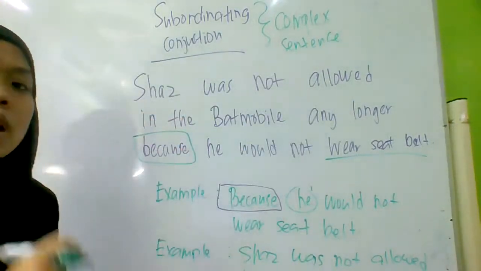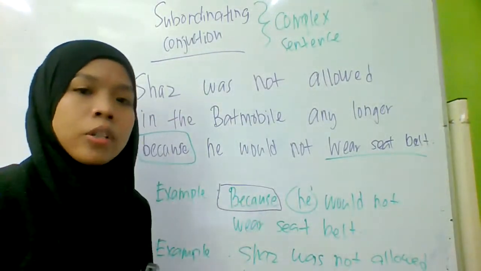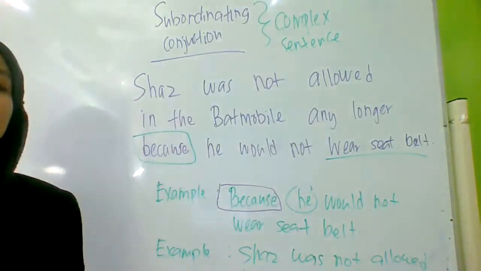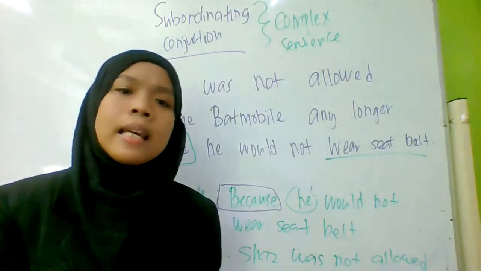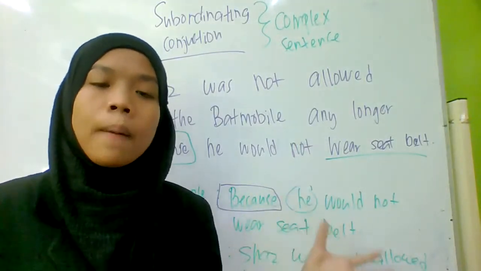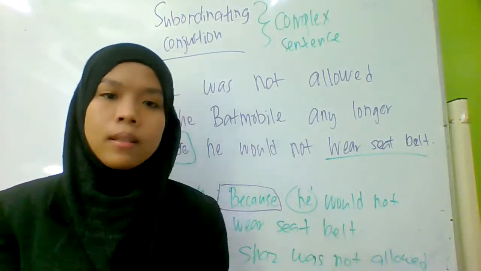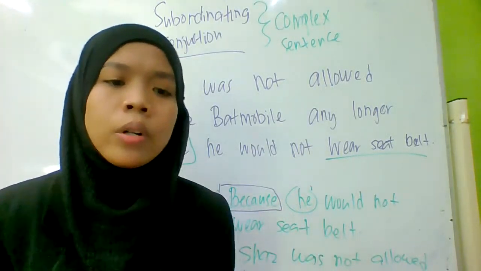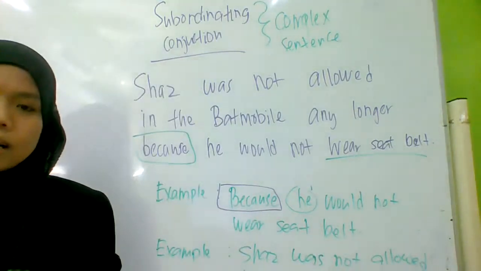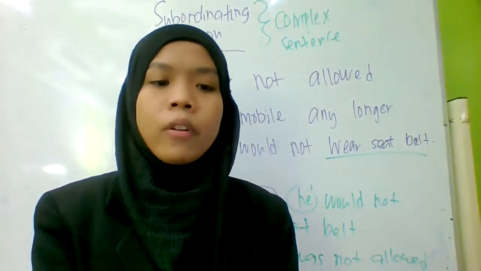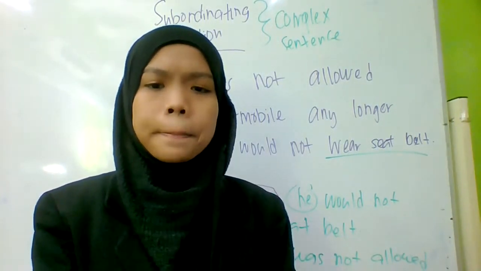All right, so remember, using coordinating conjunctions falls under compound sentence. That's why in your essay, you should have at least compound and complex sentences. In a compound sentence, we combine it in one sentence. So I hope you do understand this subordinating conjunction for because.